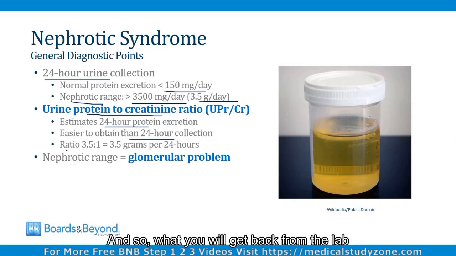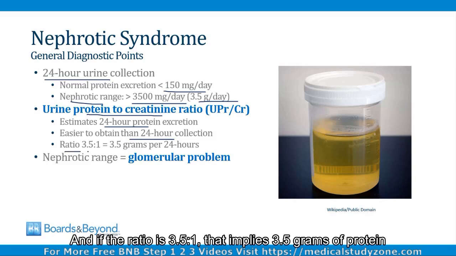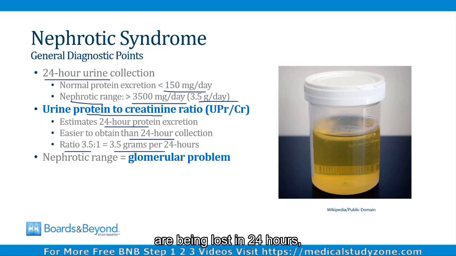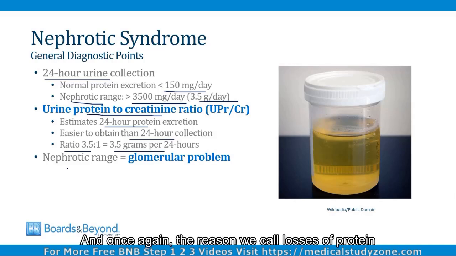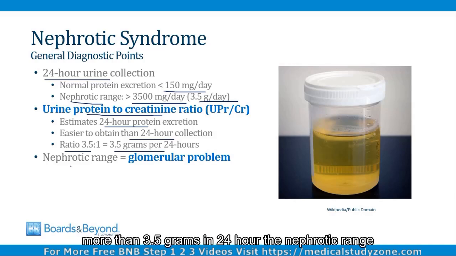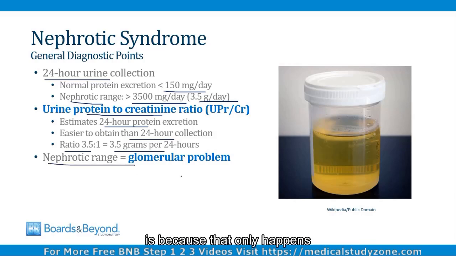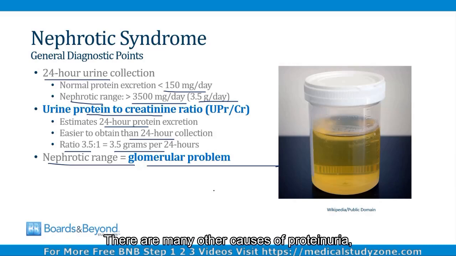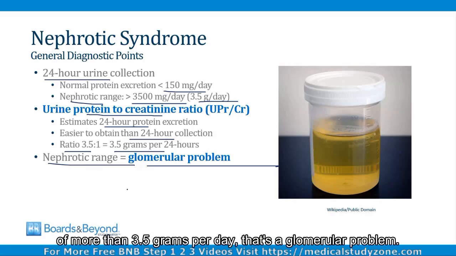And so what you will get back from the lab is a ratio of protein to creatinine. If the ratio is 3.5 to 1, that implies 3.5 grams of protein are being lost in 24 hours, and that's nephrotic range proteinuria. And once again, the reason we call losses of protein more than 3.5 grams in 24 hours the nephrotic range is because that only happens if you have a glomerular problem. There are many other causes of proteinuria, but they cause milder degrees of proteinuria. When you see it in this range of more than 3.5 grams per day, that's a glomerular problem.